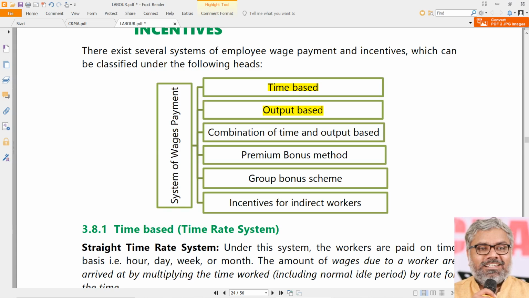Normally in real life, in more labor intensive industries where the things have to be made by hand, those will generally be output based payment systems. It depends upon the quantity of output that they have generated. So mostly agro based industries will also be using output based payment systems.